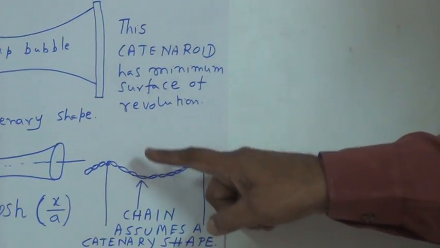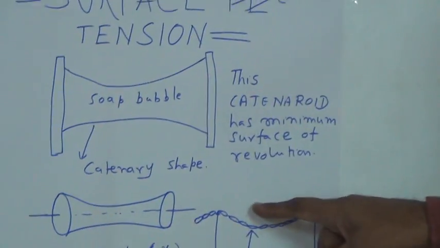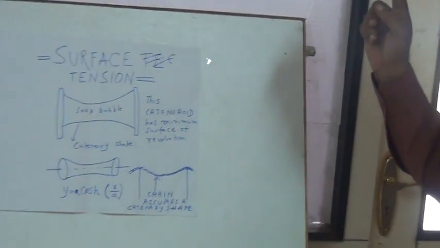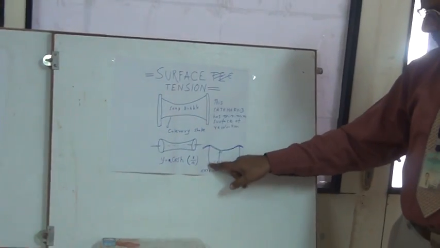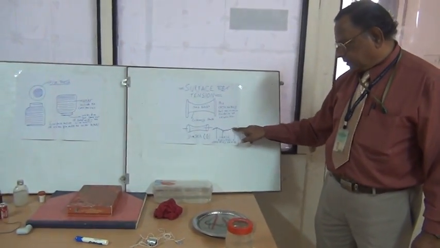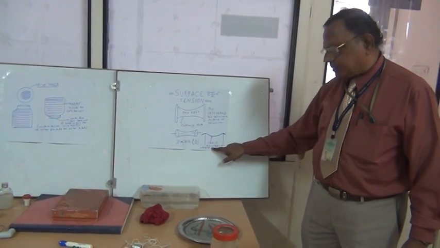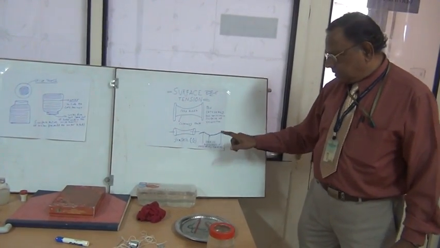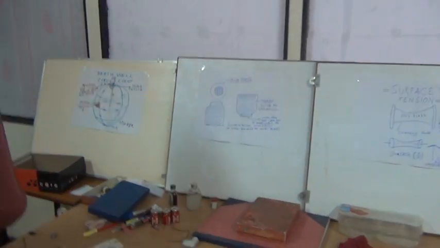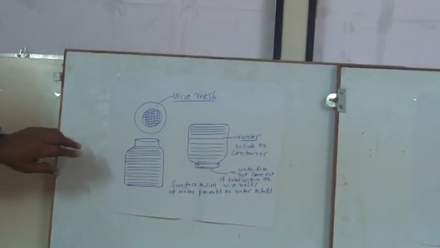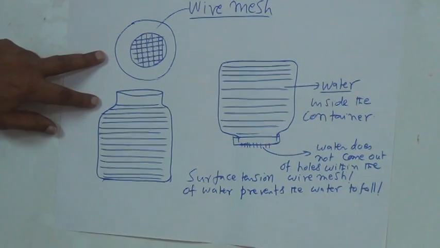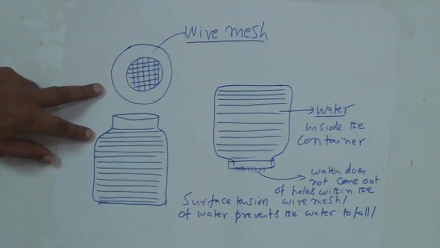This is the way in which the transmission lines you can see on the landscape from one end to the other end, between the two towers, the wires in the transmission line assume exactly catenary shape. Another illustration I want to give in support of surface tension, that is, liquid has got a surface tension property. It behaves like a stretched elastic membrane.